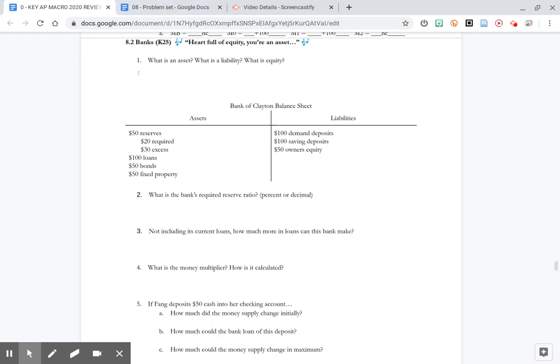In 8.2, we're going to talk about banks and a little bit about their T accounts and what happens if people deposit money, and the money multiplier. So just kind of a refresher: what is an asset, a liability, and what's equity? This is going to help us to define a balance sheet.